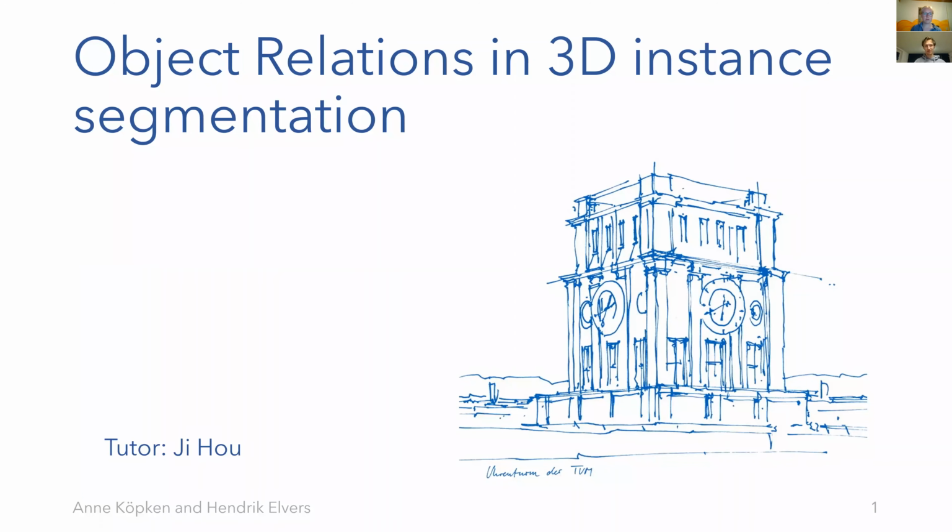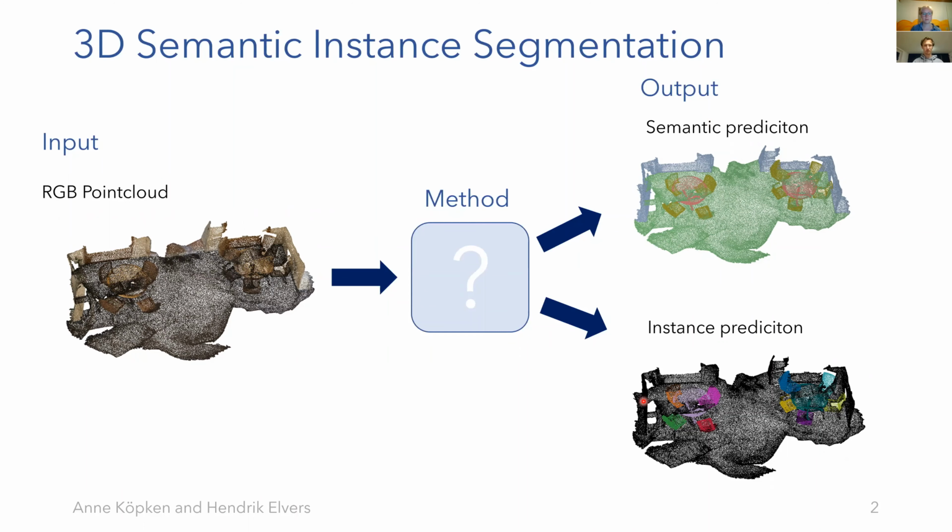Hello and welcome to our final presentation on object relations in 3D instance segmentation. 3D instance segmentation has as an input an RGB point cloud, and the output is a semantic prediction and an instance prediction for every point of that point cloud.